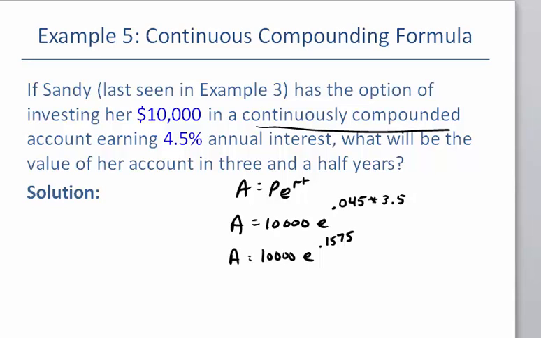Now you should have an option on your calculator, depending on your calculator, to use the e. You may need to take a minute and find that on your calculator, but it should type in exactly like what we have here, 10,000 e raised to the 0.1575 power. And that's going to give you a final answer of $11,705.81.